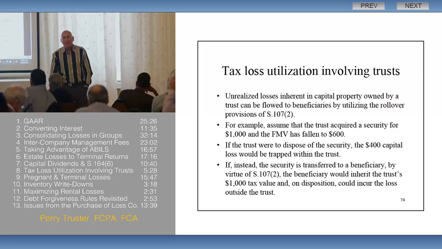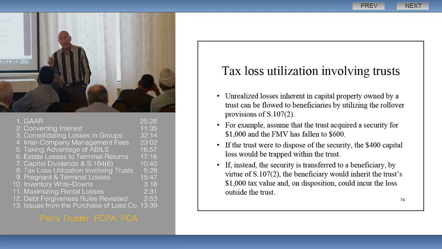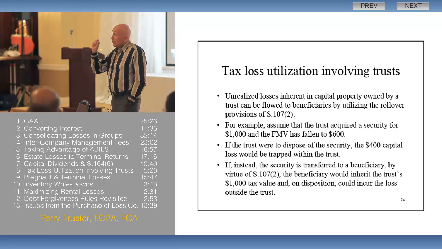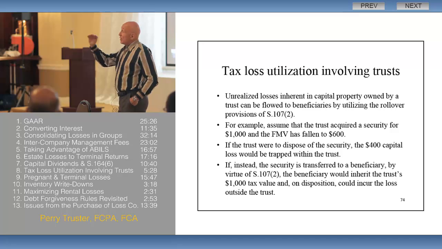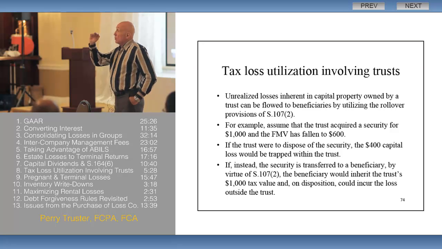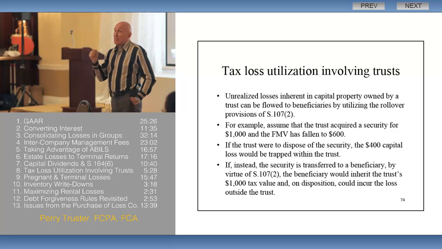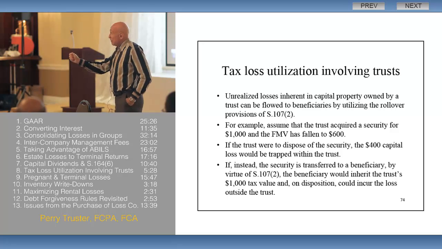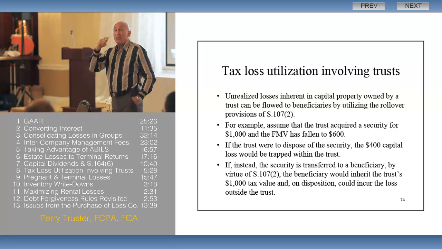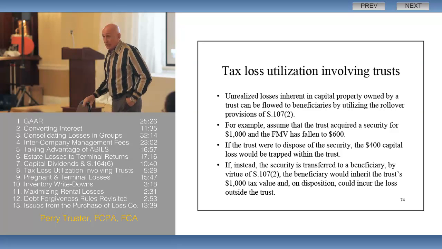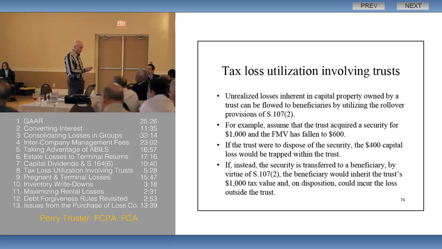So the trust has a security, cost 100, value 30. It transfers that security to the beneficiaries. The rules say that the beneficiaries inherit the $100,000 cost. So now the beneficiary or beneficiaries can sell that stock for its $30,000 value, and the beneficiaries have the $70,000 loss. And they can use that loss against their capital gains. So, that's available. I talked about this.